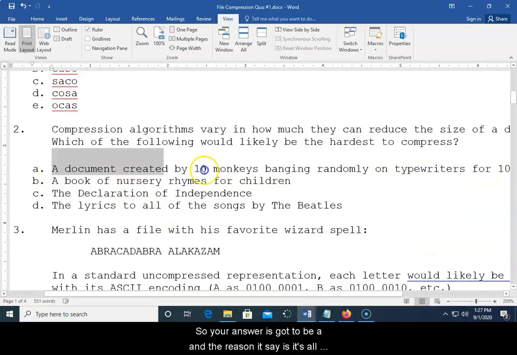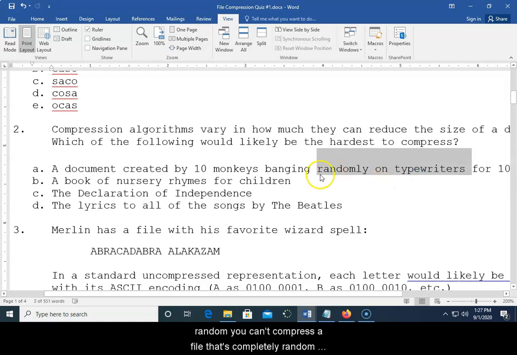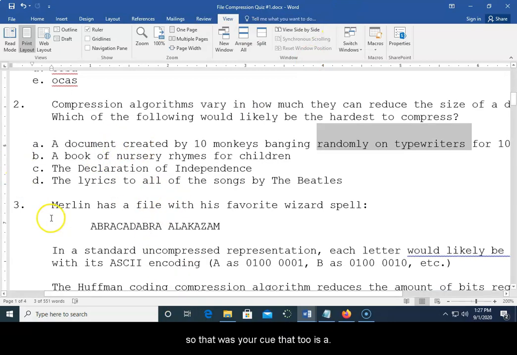So your answer's got to be A. And the reason it's A is it's all random. You can't compress a file that's completely random. So that was your cue that 2 is A.